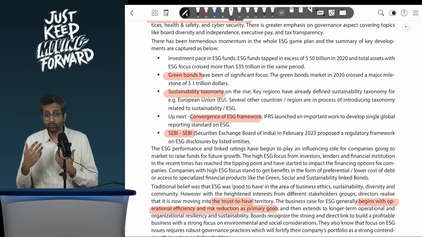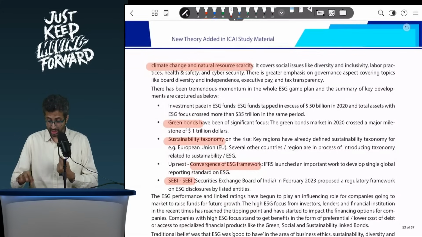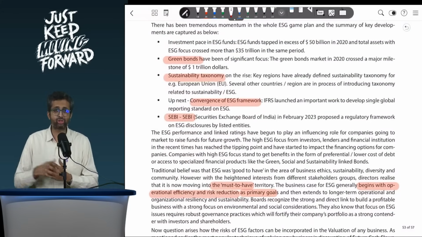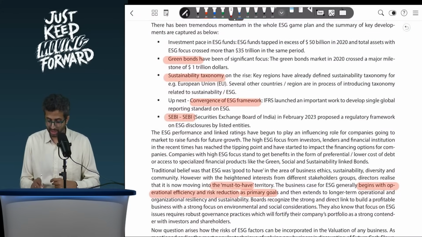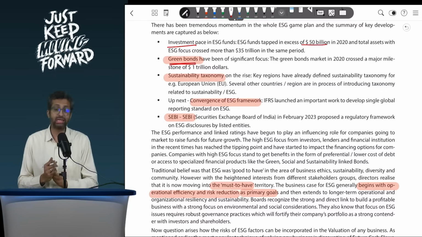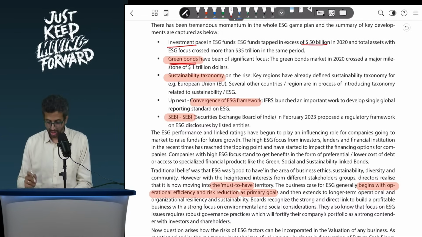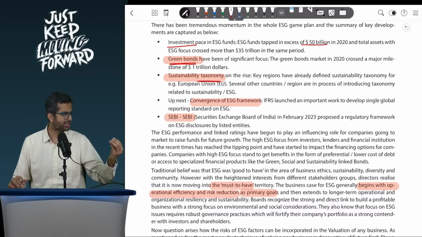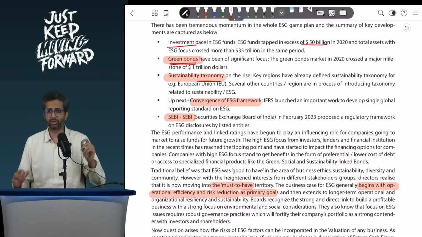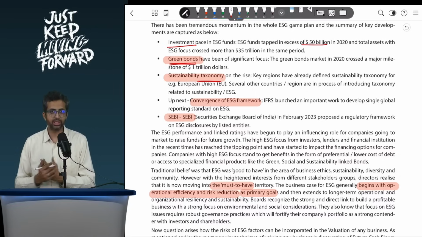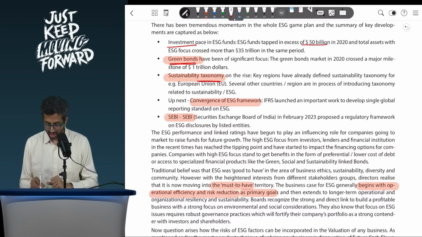A lot of funds now are raised considering ESG. They have mentioned some important numbers: investment in excess of $50 billion in pure ESG funds. Green bonds are a new concept, and they have crossed the $1 trillion threshold. Sustainability taxonomy: tax and other incentives, rules framed to incentivize environmental impact.